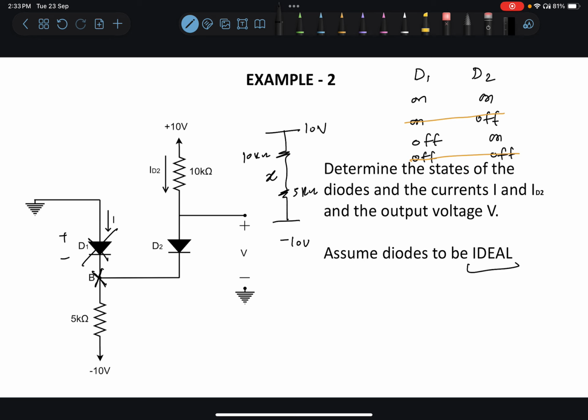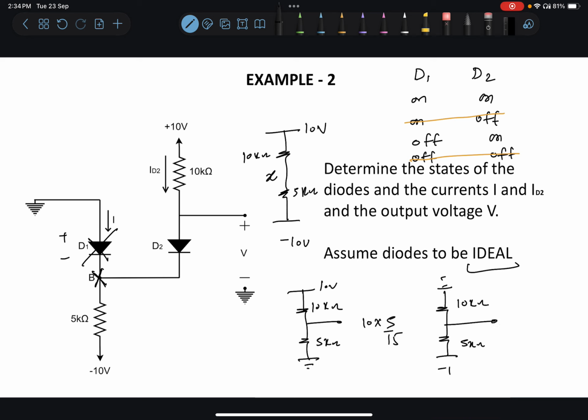We have two methods to calculate the value of X. First is superposition. When we use superposition, we can ground this node. This was 5 kilo ohms, this was 10 volts, and this was 10 kilo ohms. So this will be, by voltage division, 10 into 5 by 15. And when we ground the 10 volt rail, we will have the equivalent circuit like this. This potential will be, since this is minus 10 volts, again by voltage division, minus 10 into 10 by 15. When you sum these two potentials by the theorem of superposition, we get negative 50 by 15, that will be minus 3.33 volts.